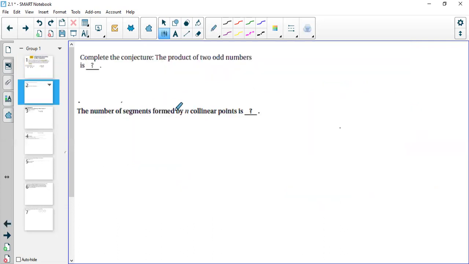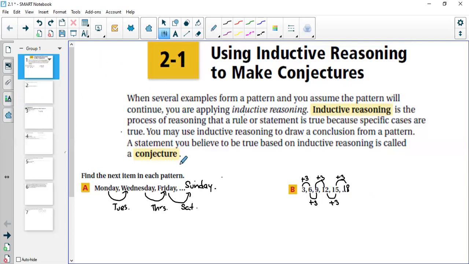Now let me show you how to complete a conjecture. Here in this slide you saw what a conjecture is.